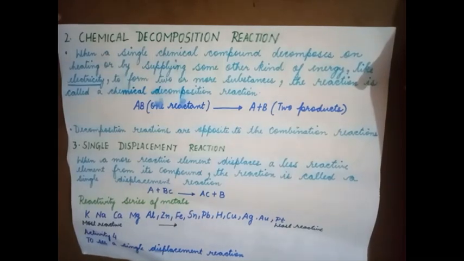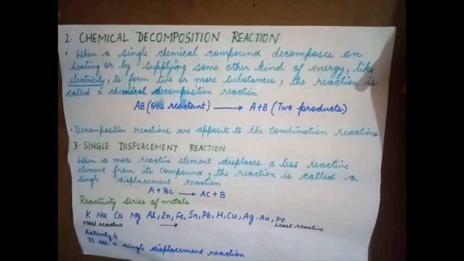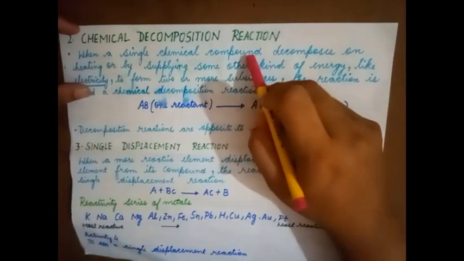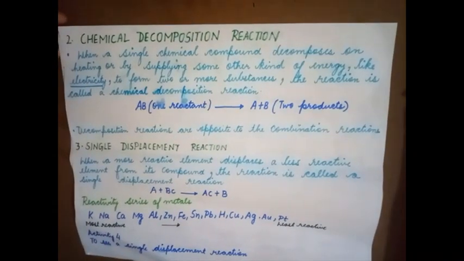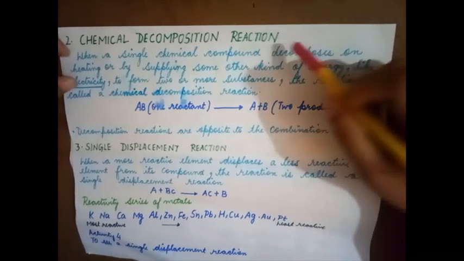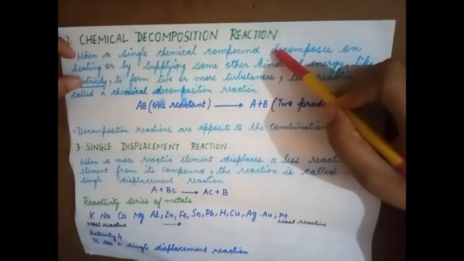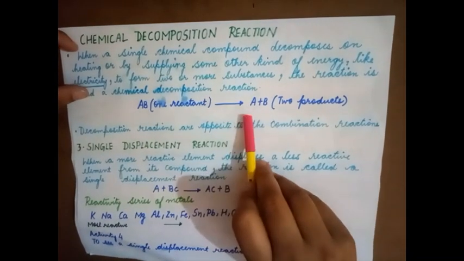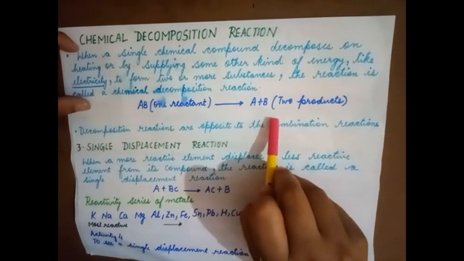Good morning, students. Today we will study the second type of chemical reaction, that is chemical decomposition reaction. The first one was chemical combination reaction. In chemical combination reaction, we saw two reactants combining to give rise to a single product. In chemical decomposition, the opposite happens. Now, a single reactant will break down to give rise to two products.